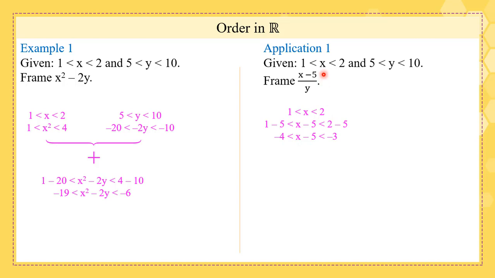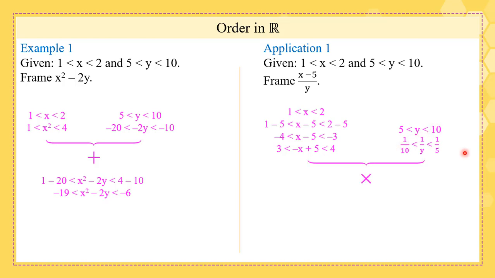So this is the first part, which is the numerator. Now if we multiply it by a minus, we get minus x plus 5 is between 3 and 4. And now we will see why we multiplied by a negative 1. Now y is between 5 and 10. This is given. Remember, we cannot divide, so we apply the reciprocal here. We get 1 over y is between 1 over 10 and 1 over 5. And in fact, we can apply the reciprocal because all are positive. But remember to flip the boundaries.